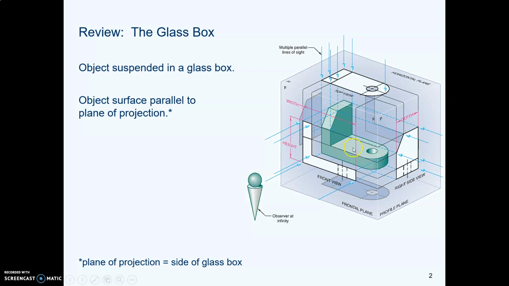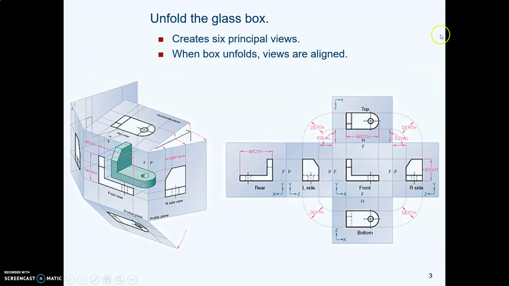And so we have our object inside the box, and we trace the view on each side of the flaps, and we unfold the flaps, and there we are. There are our views, and they are all aligned.